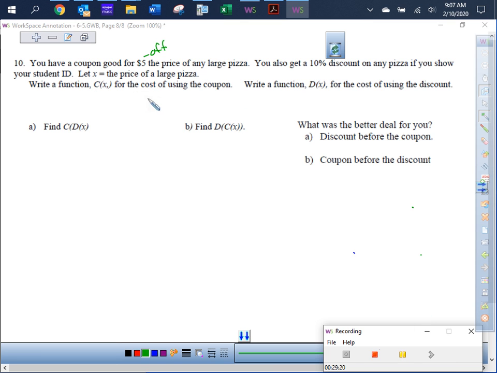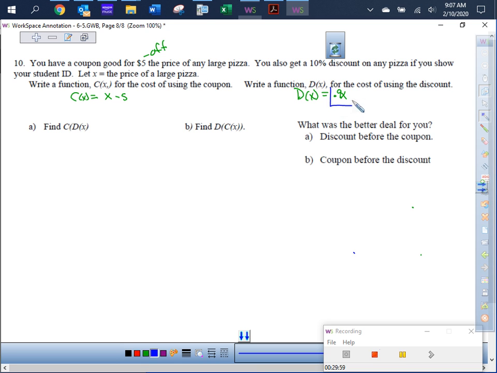All right. So the cost of using the coupon will be C of x equals the price of the pizza, which they say x, take away 5. If we use the coupon, it's just here's the price of the pizza, take away 5. And the discount, since they're taking 10% off of the pizza, we're going to pay 90%. So that's why it's 0.90 times x. So since we're saving 10%, we will pay 90%. To find these, it's about if they're doing the discount first, then using the coupon, or the coupon first, then using the discount. So discount first.